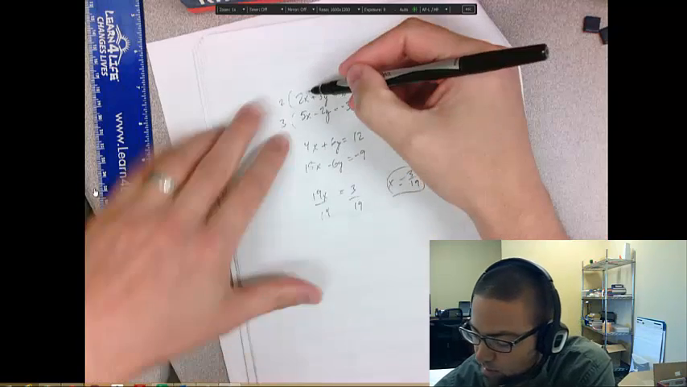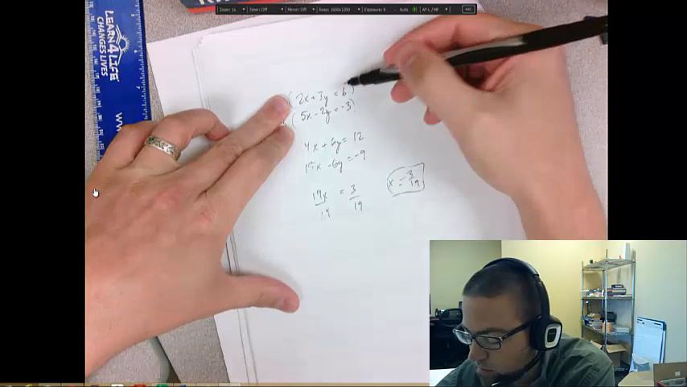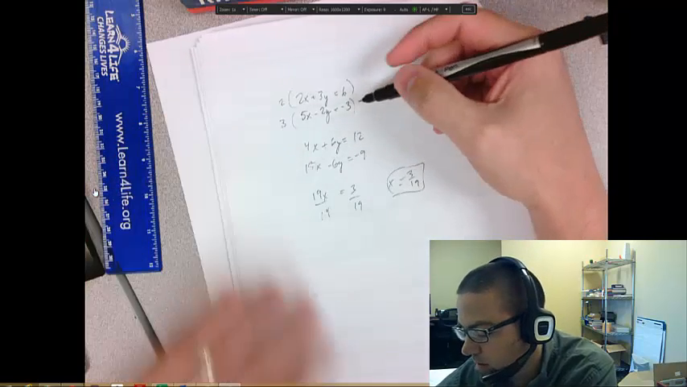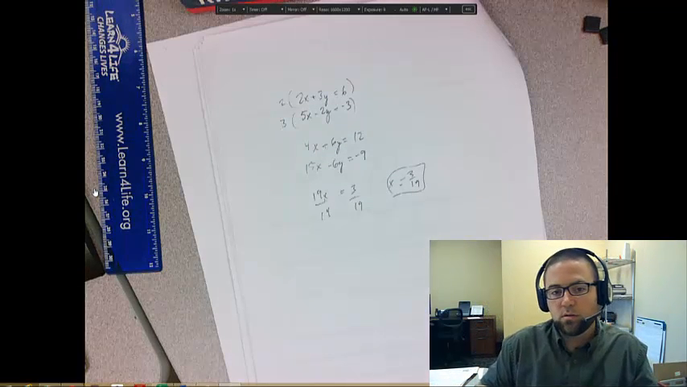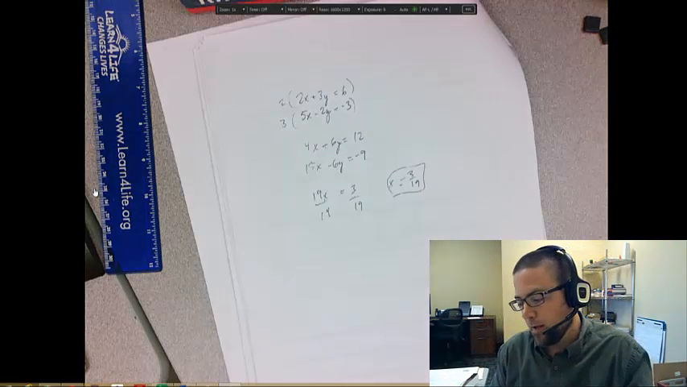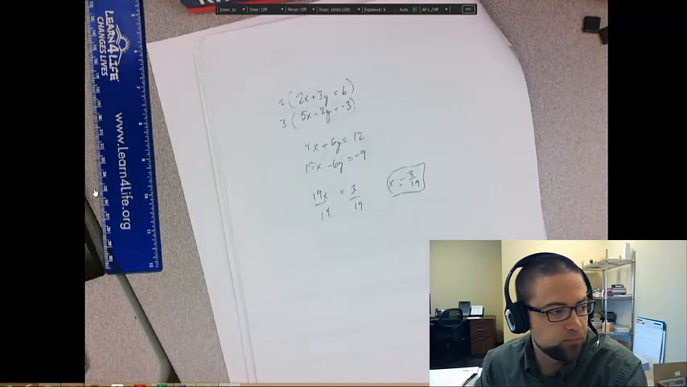Then I would plug the 3/19 in and find out what y equals. So it's going to get pretty messy, but this is the general procedure that you would do to solve for a single variable using the elimination method. So that's how it works.